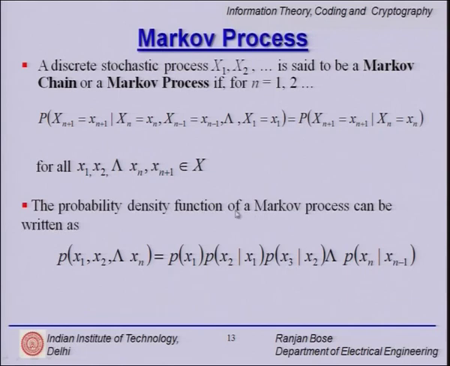Therefore, the probability density function of a Markov process can be written as P(x1, x2, ..., xn) is nothing but P(x1) times P(x2 given x1), but the rest do not matter, times P(x3 given x2), the rest do not matter, and so on up to P(xn given xn minus 1). So, that is the beauty of a Markov process.